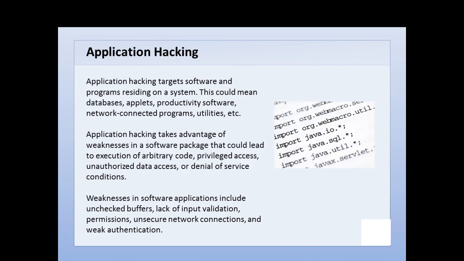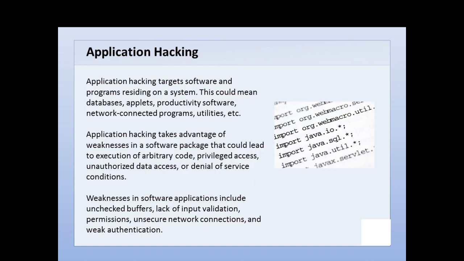Now, application hacking basically takes advantage of weaknesses that could be in a program. And this could be unchecked buffers, it could be input validation issues, and so forth. And these issues could lead to things like execution of arbitrary code by the hacker. It could lead to privileged access and then later elevated privileges. It also could lead to unauthorized data access, where a hacker is able to access data they shouldn't and either delete or steal that data. It also, in the end, might lead to a denial of service condition for the host itself.